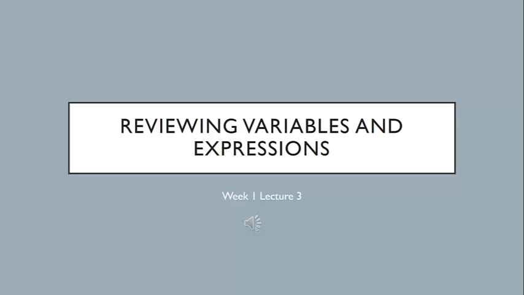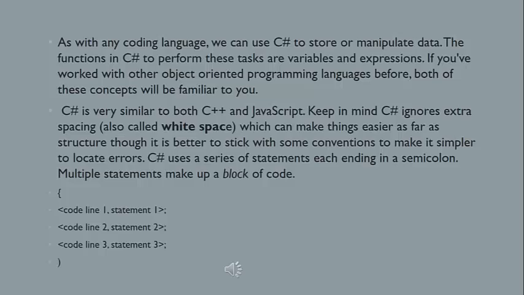Week 1, Lecture 3, Reviewing Variables and Expressions. As with any coding language, we can use C# to store or manipulate data. The functions in C# to perform these tasks are variables and expressions. If you've worked with other object-oriented programming languages before, both of these concepts will be familiar to you. C# is very similar to both C++ and JavaScript.